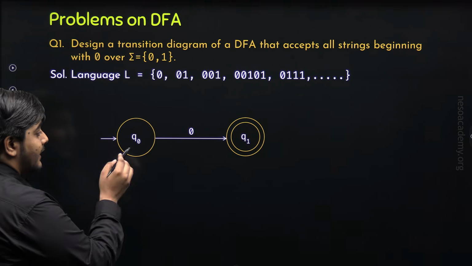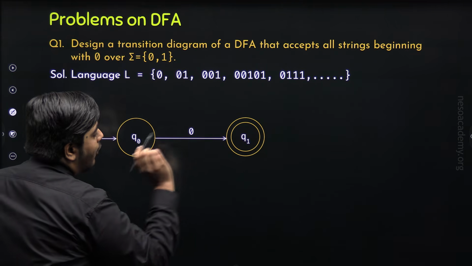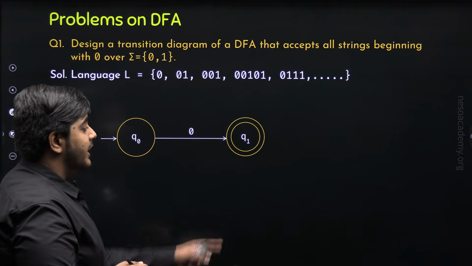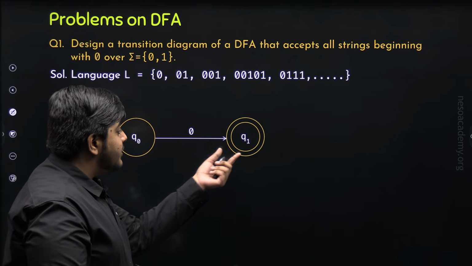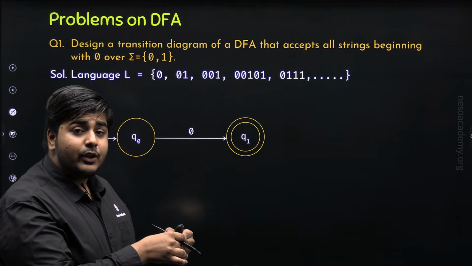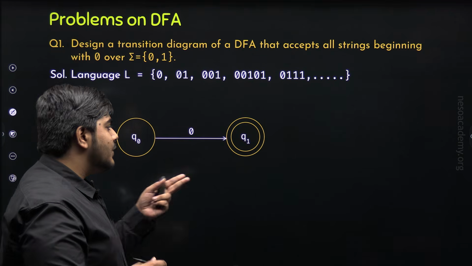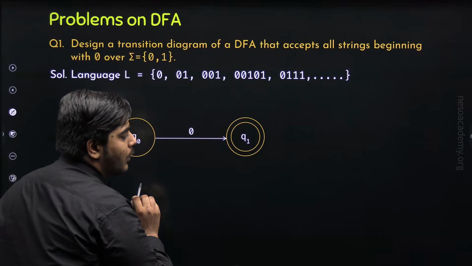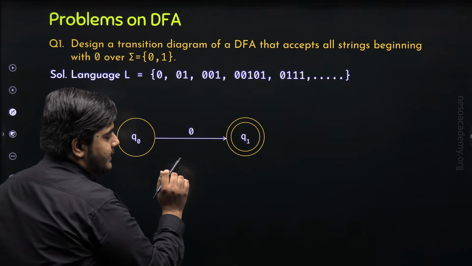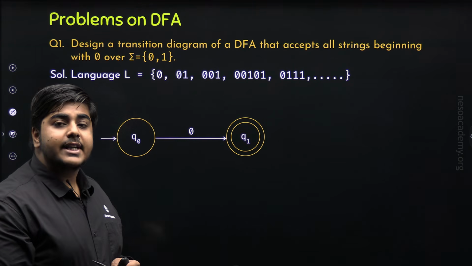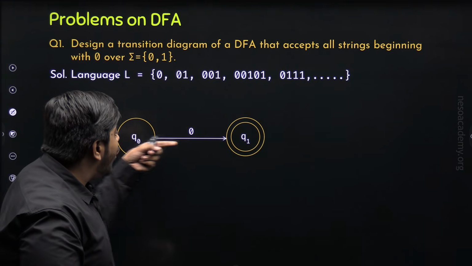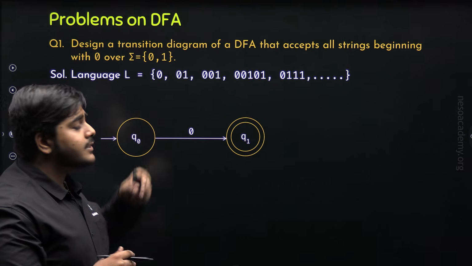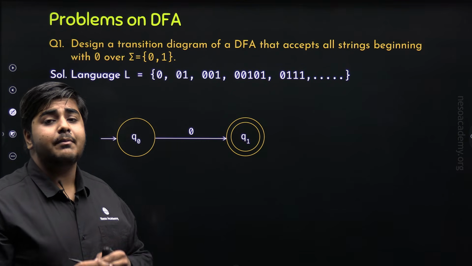You can see that the state Q0 has the transition for input symbol 0, but there is no transition for input symbol 1. Similarly, for the state Q1, the transitions for both input symbols 0 and 1 are missing. So let's try to complete all the transitions. Let's start with state Q1. At Q1, you can see 0 is already processed. That means we have got our first symbol as 0. And according to the question, if the first symbol is 0, DFA will accept that string.